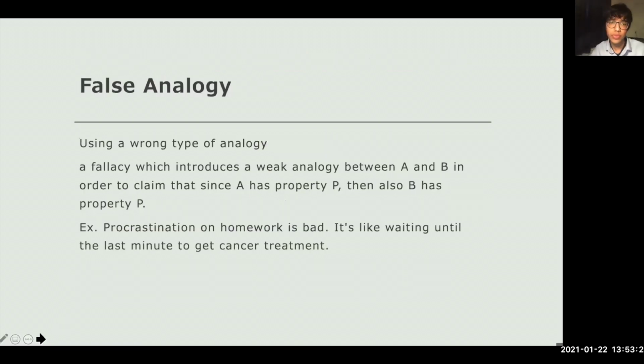False analogy, using the wrong type of analogy. Pretty simple, very easy, not usually asked in tests. A fallacy which introduces a weak analogy between A and B in order to claim that since A has property P, then also B has property P. Procrastination on homework is bad. It's like waiting until last minute to get cancer treatment. It's just a bad analogy. It's more like a literary fallacy.